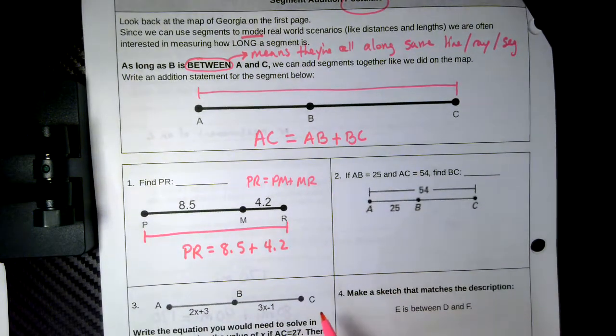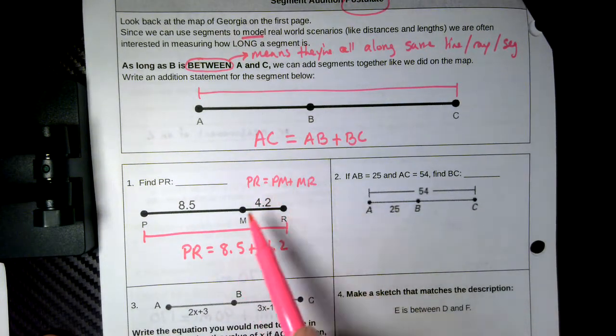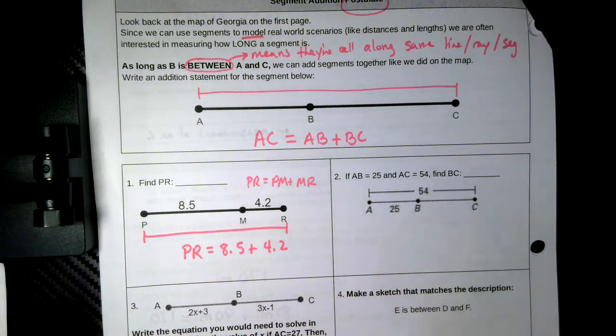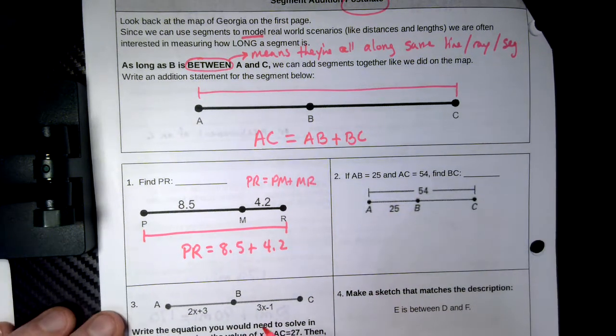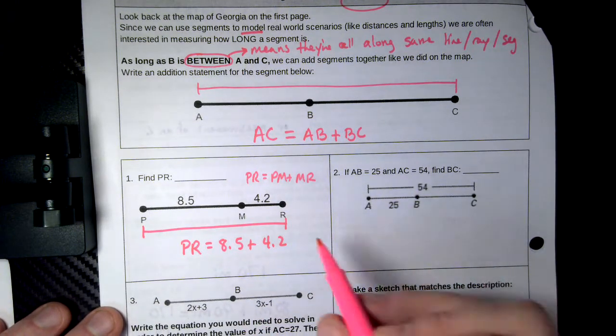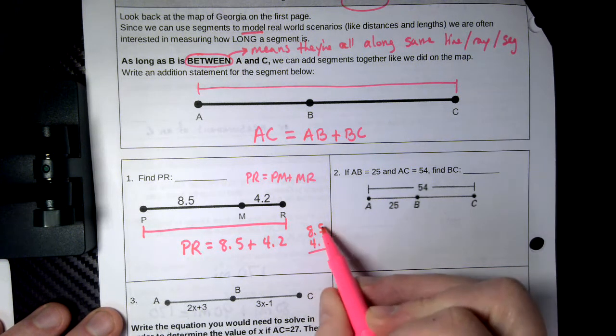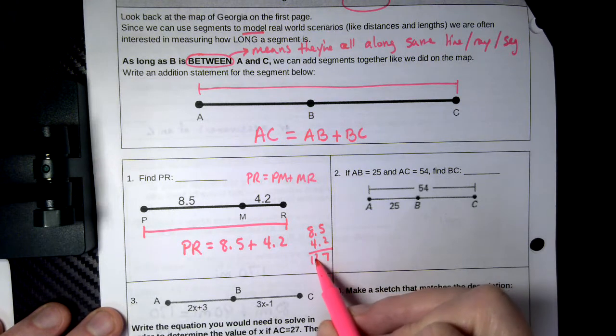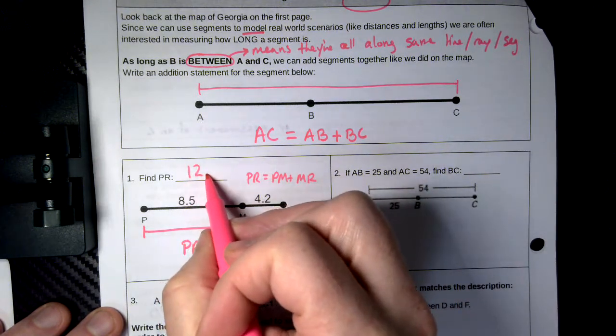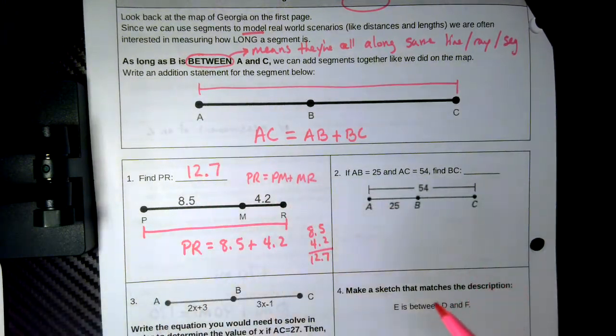Now you might be rolling your eyes a little bit and going, I don't need to write all that. I can add those two things together. Sure, they're starting out with some pretty simple, straightforward examples. But 8.5 plus 4.2 gives me 12.7. And if they use inches, miles, feet, yards, whatever, you would add that on.